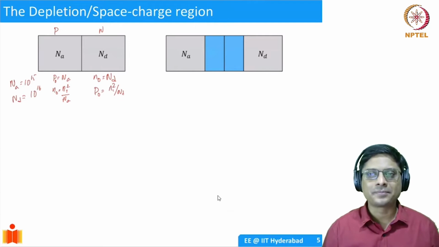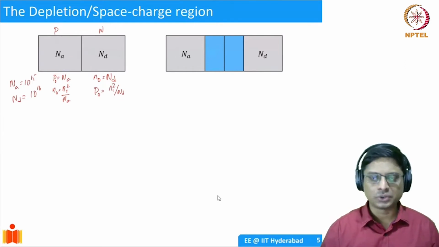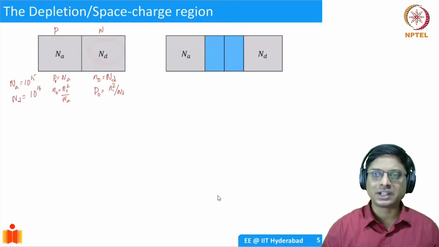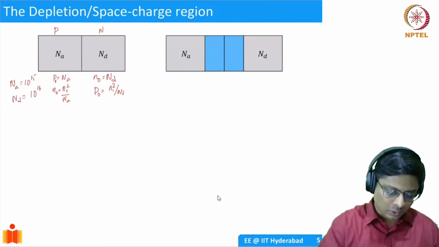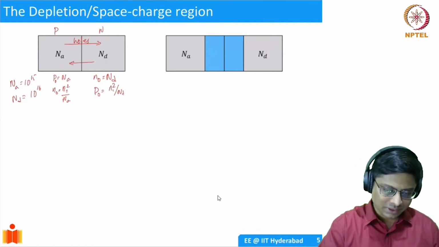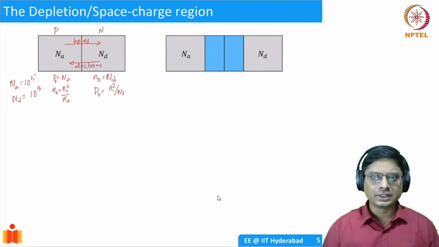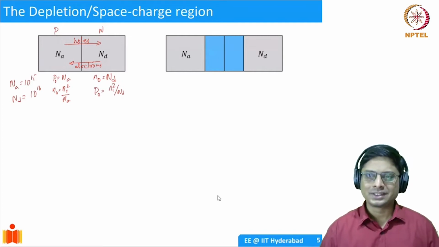What would happen? What do you expect? The P region has an excess of holes, while the N region has an excess of electrons. And whenever you have these concentration gradients, we have seen that there is a diffusion that happens. So basically, holes will diffuse into the N side, and electrons will diffuse into the P side. Right? So when will this process stop? Will it go on forever? That's something to think about.